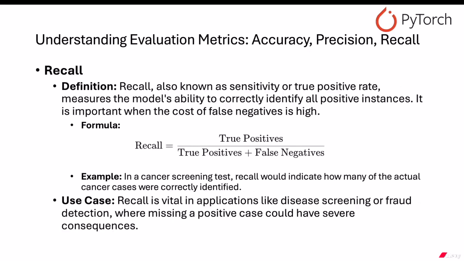Recall, also known as sensitivity or true positive rate, measures the model's ability to correctly identify all positive instances. It is important when the cost of false negatives is high. The formula is recall equals true positives divided by true positives plus false negatives. An example is a cancer screening test. Recall would indicate how many of the actual cancer cases were correctly identified.